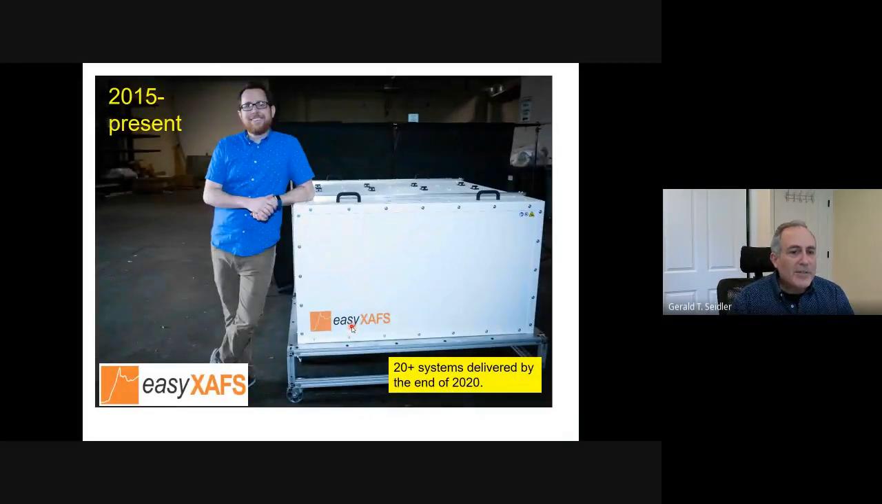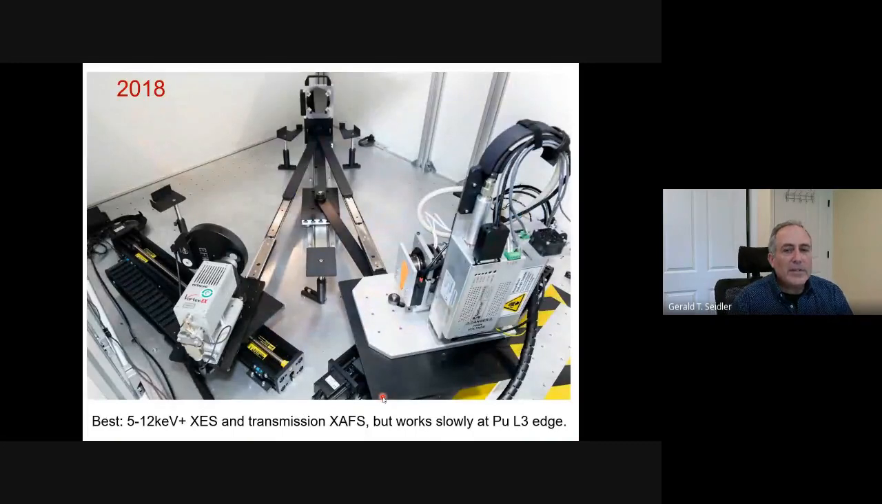So that smiling student graduated and decided to launch a startup company, EasyZaps. And things, despite COVID, are moving along. And still, hopefully, by the end of 2020, he will have delivered a total of 20 systems around the world. And their system's cleaner and has fewer rubber bands, so it's easier to explain how this works.